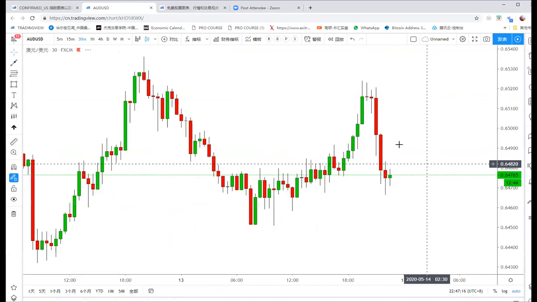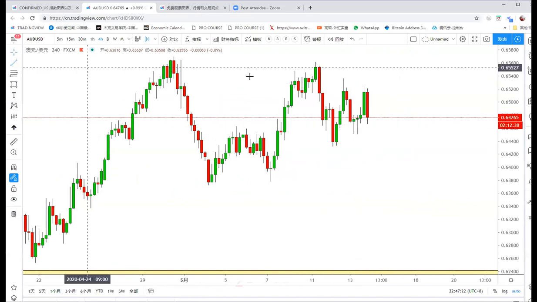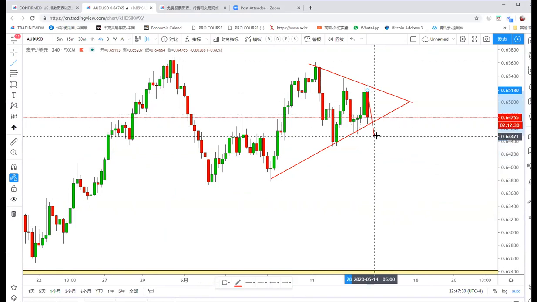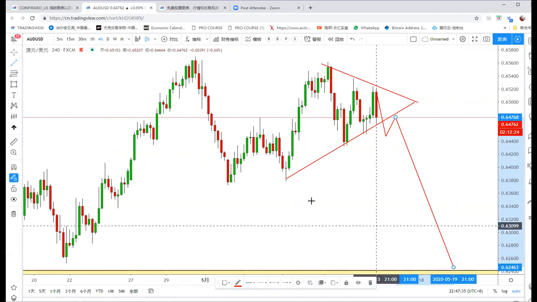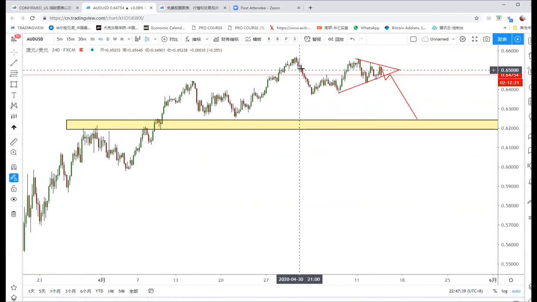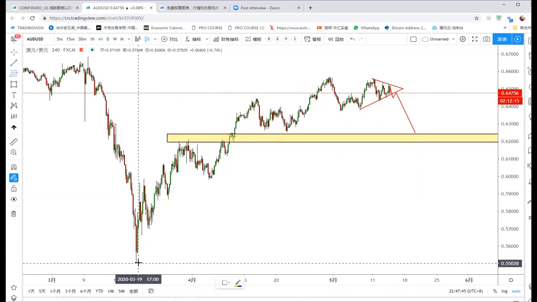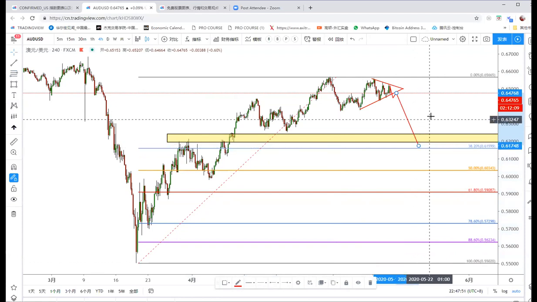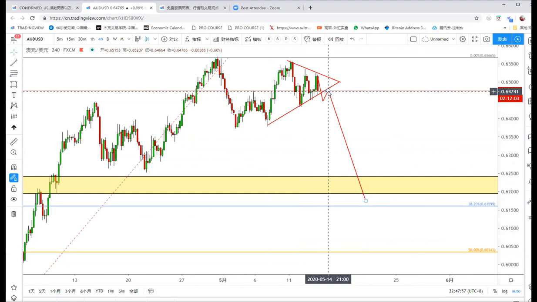Okay, let's go on to Aussie. Aussie dollar. Triangle again. Since the bearish candle happens, I think you can take a sell if the breakout happens and aim the price to 0.62. Because the Aussie has a very, very little correction. I think the Aussie is going to pull back to 0.62 because this will be a 38.2% retracement. I think the Aussie is going back to here. So if this triangle breaks down, sell the pullback for Aussie dollar.